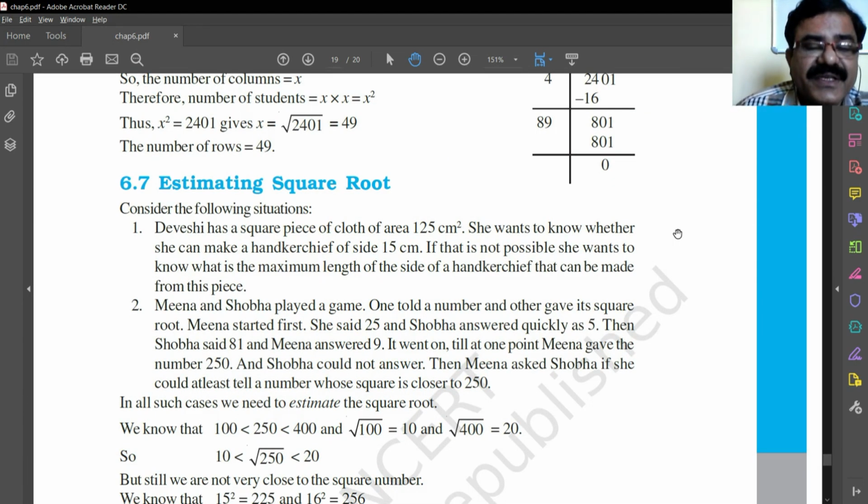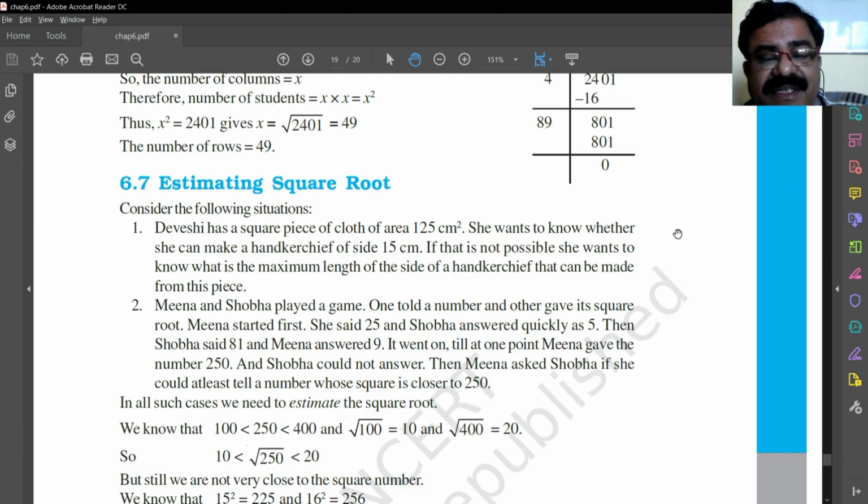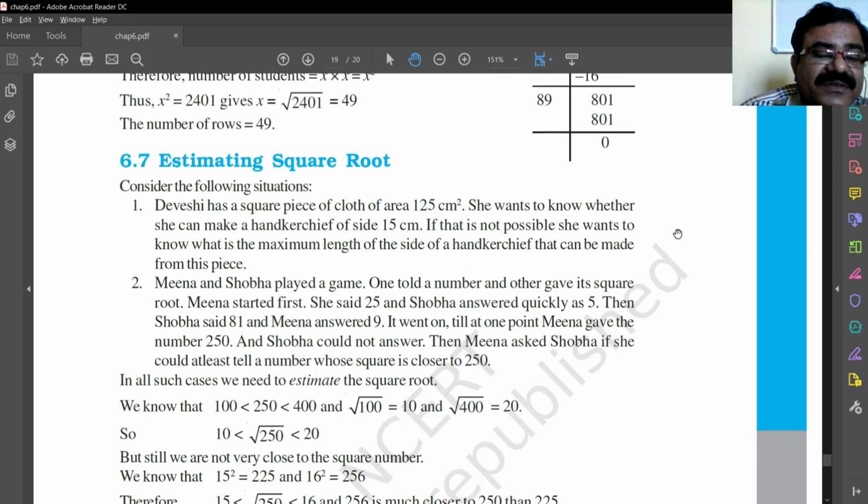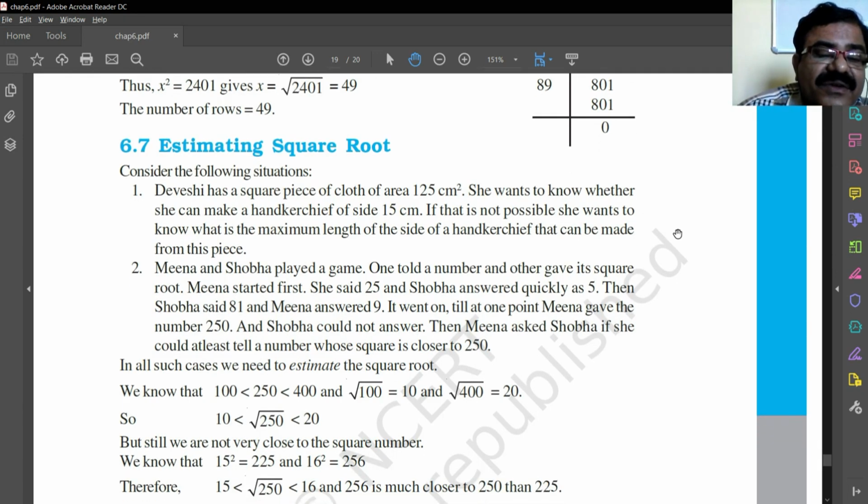Suppose a question is given to estimate the square root. Suppose you have to estimate the square root of 250. So 100 is less than 250, which is less than 400. Under root 100 is equal to 10, under root 400 is 20. So 10 is less than under root 250, which is less than 20. Like this, but still we are not very close to the square number.